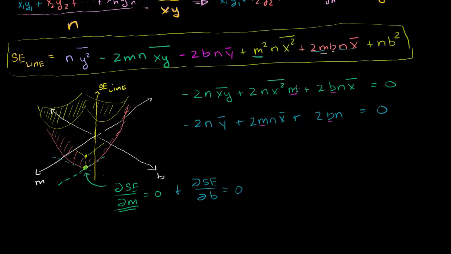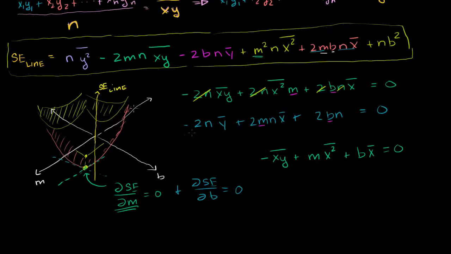If we divide the top equation by 2n, we can even see it here. This will become just 1. That goes away, and then those go away, and you are left with negative times the negative mean of the xy's plus m times the mean of the x squareds, plus b times the mean of the x's is equal to 0. That's this first expression when you divide both sides by negative 2n.